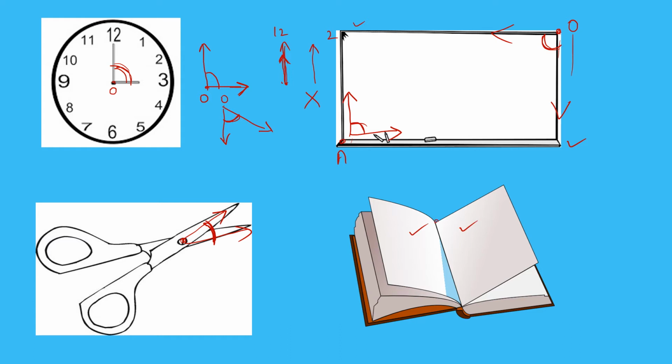Same way, if you have a book, now you can see between these two pages of the book, this is the common endpoint and this is one ray, and we can consider this as another ray, and this is our common endpoint. So like this, we have so many examples in our day-to-day life in which angles are formed.